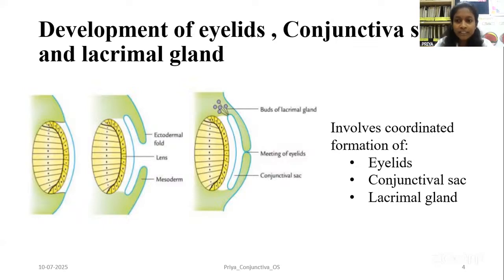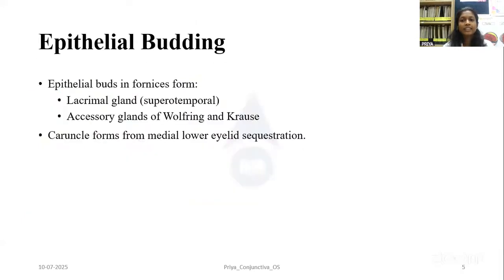This slide shows the sequential development of the eyelids and the conjunctival sac. Initially fused, the eyelids later separate to expose the globe, establishing the conjunctival sac. The lacrimal gland also originates from epithelial buds in the superior fornix. Epithelial budding from the conjunctiva is the process by which the lacrimal gland and accessory glands form. This is critical for tear production and maintaining the ocular surface.